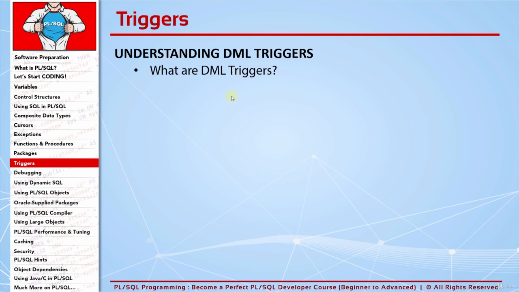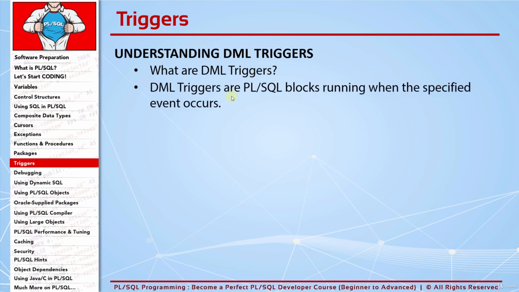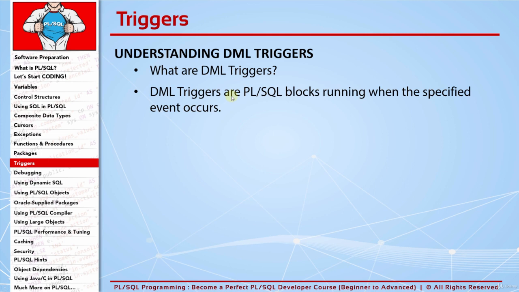Then we will explain how to create them. DML triggers are code blocks that run with the specified DML events. These events are inserts, updates, and deletes. Actually, there is one more trigger above that, instead of triggers, but you will see that in the further lectures. It can be confusing for now.